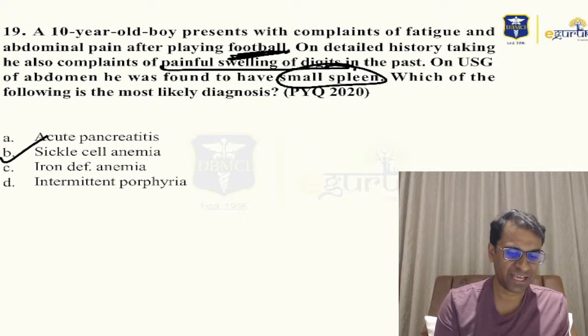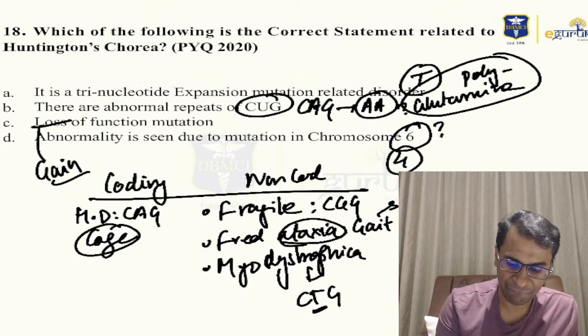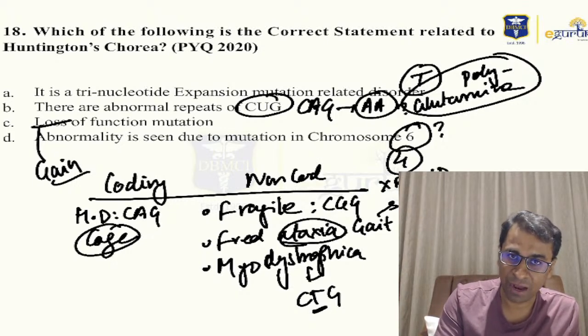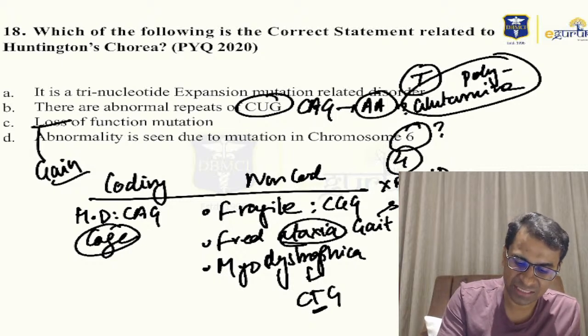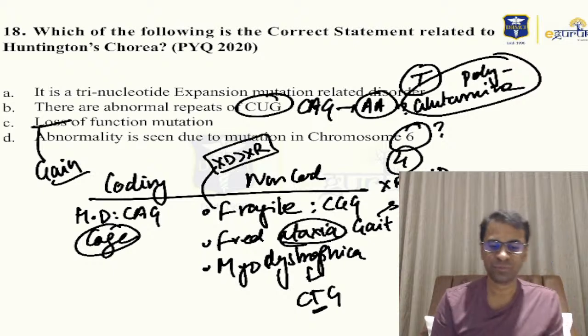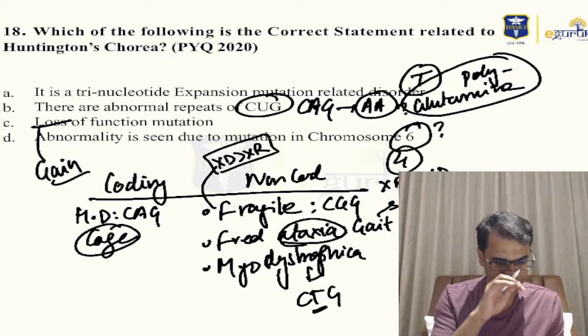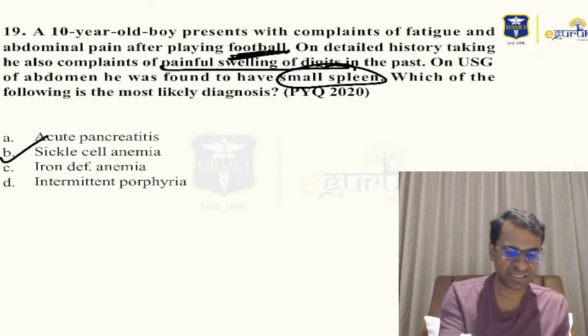What is fragile X inheritance? Okay, very good question. Fragile X inheritance is mostly X-linked recessive and X-linked dominant. If you have both in the options, a better answer is X-linked dominant more than X-linked recessive. But both of them are there. Okay, next question. Yes, it is sickle cell anemia.